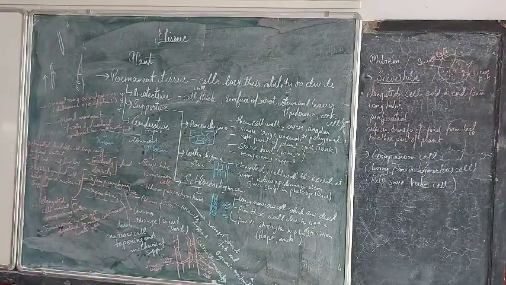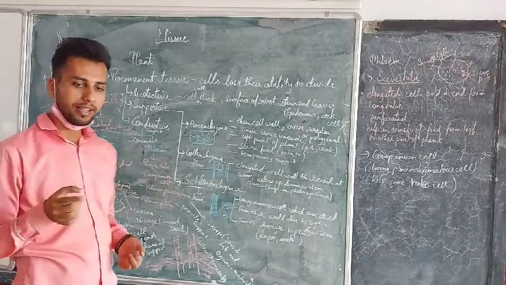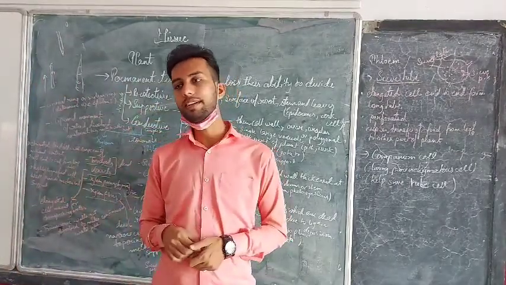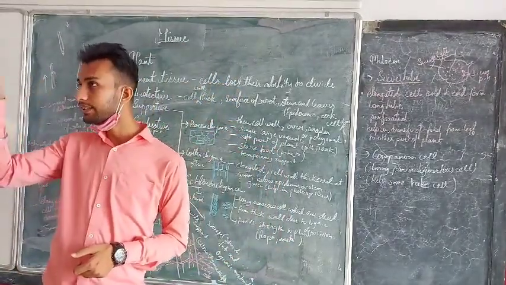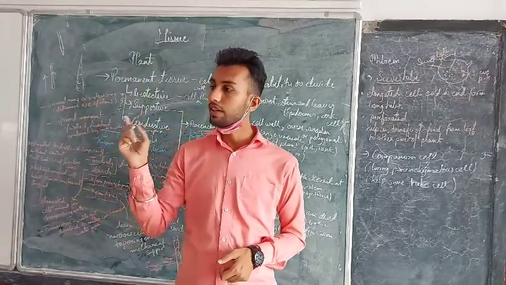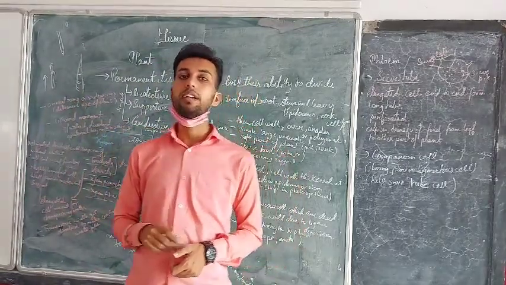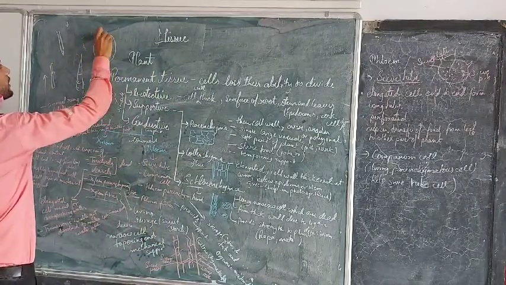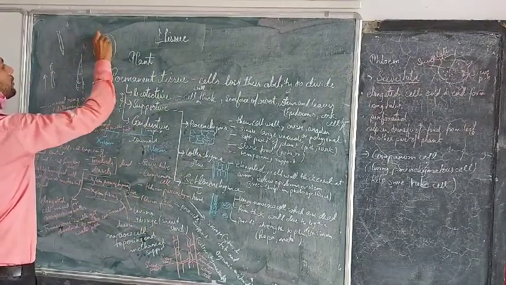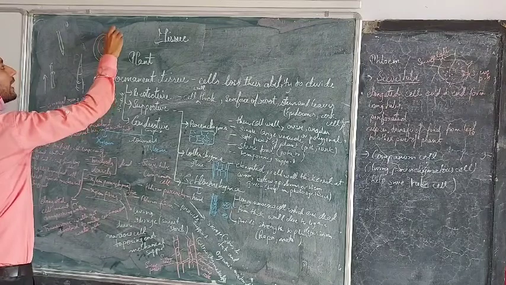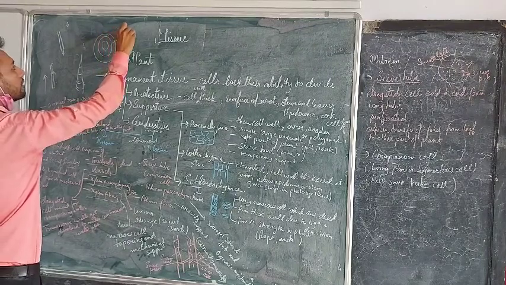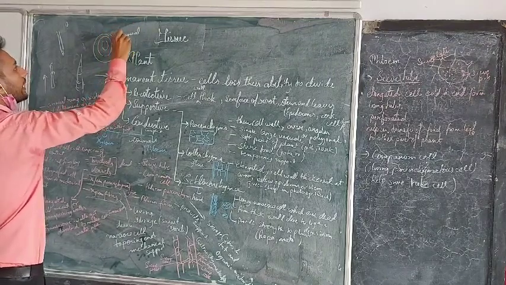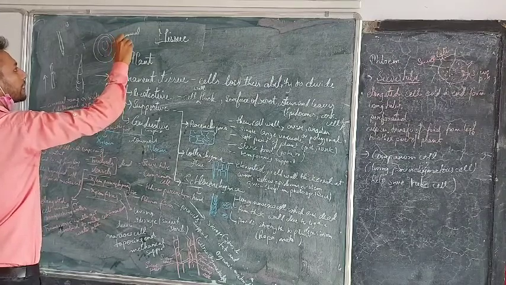And the annual ring is present in the plant. To know how old the plant is, we count the annual rings. There is a ring present in the bark of the tree. When we cut the tree, we can see the rings in it, and we count that particular ring. This ring is called the annual ring or xylem ring.